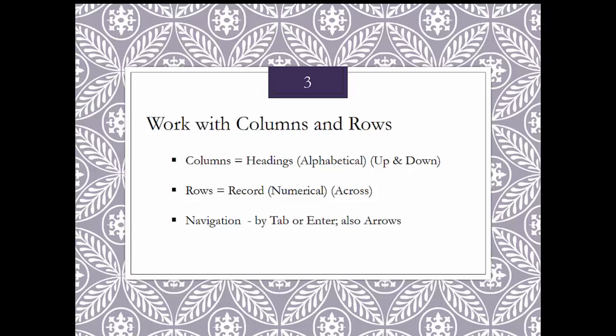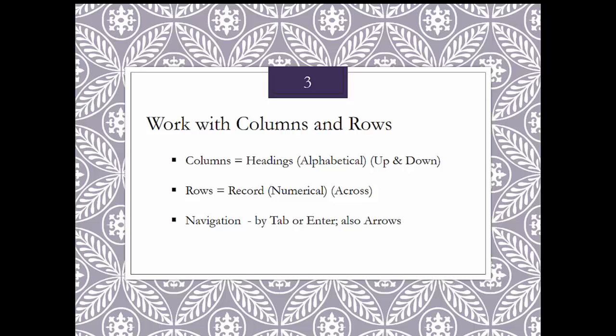Excel, your columns are your headings, and those are alphabetical. You're going to find them running across the top of the Excel worksheet as A, B, C, and it goes on. It pretty much goes on to infinity. And those columns, as in the case of all columns, run up and down. So you just keep that in mind.